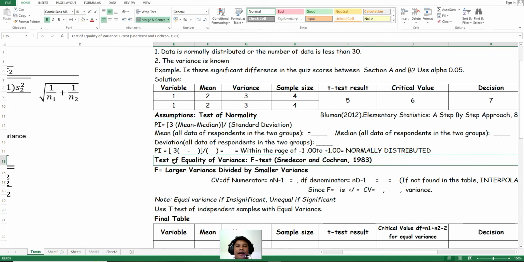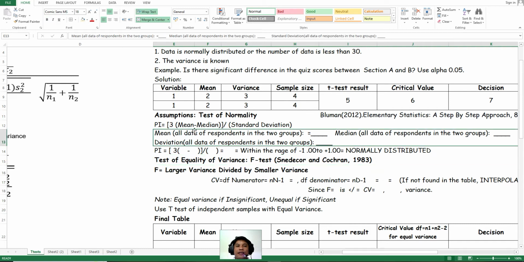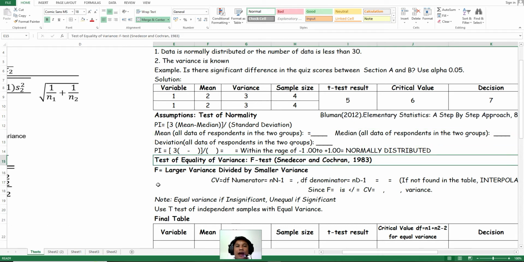And then how do we know that the data is normally distributed when we notice that the value of n is less than 30? How do we know now whether our t-test is independent with equal or unequal variance? To do that, we have to go back to the formula as reflected in the book of Snedecor and Cochran 1983. This can also be found in the book of Bluman.